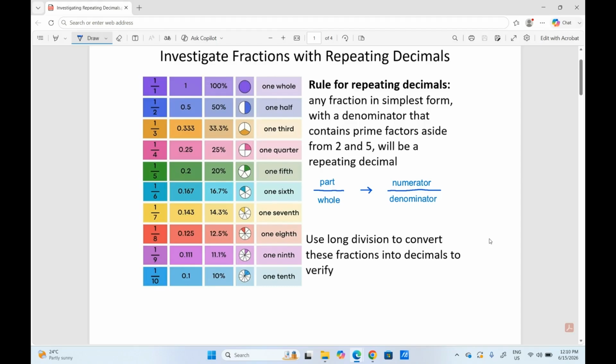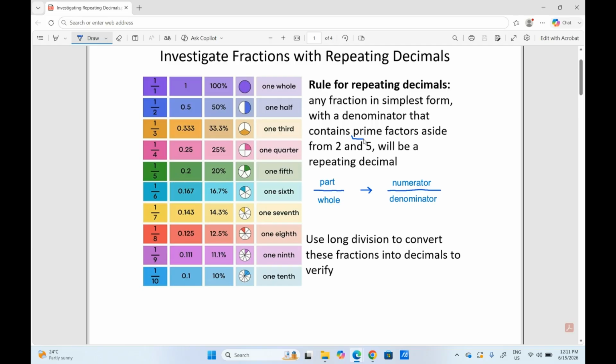Hi class, in this video I'm going to be talking about how to identify fractions that have repeating decimals. So the rules for identifying them is this. Any fraction in its simplest form with a denominator, so the number on the bottom, that contains prime factors aside from the prime factors of 2 and 5 will be a repeating decimal.